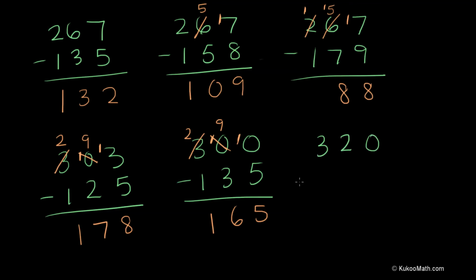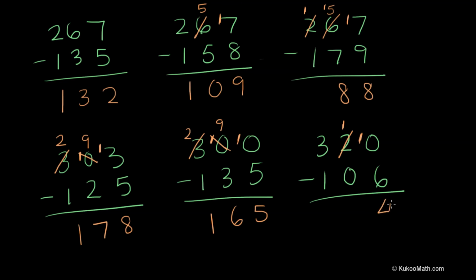Let's look at this last problem. 320 minus 106. Let's look at the ones column. We can't do 0 minus 6, so let's borrow from the tens column. The 2 becomes a 1, and we take the one that we borrowed and put it in front of the 0. So now we have 10 minus 6.